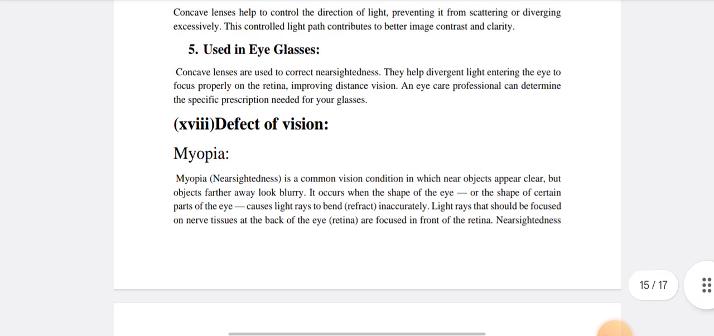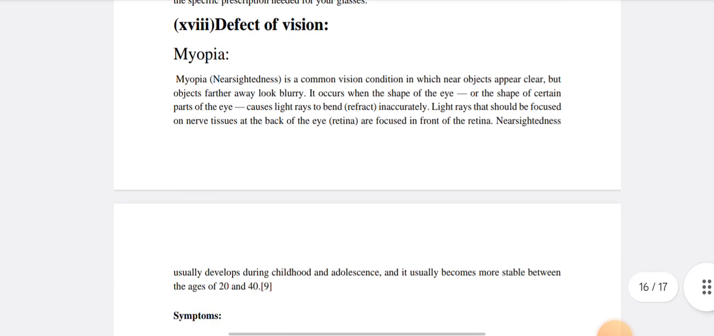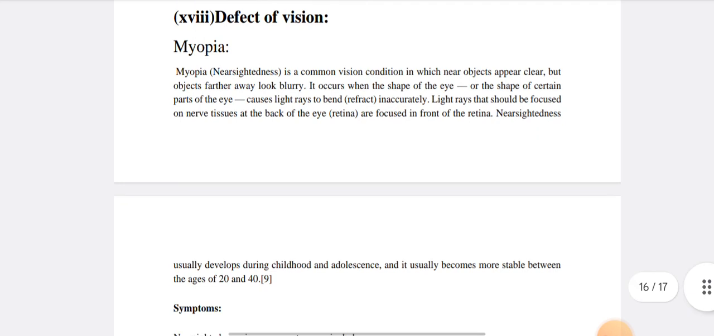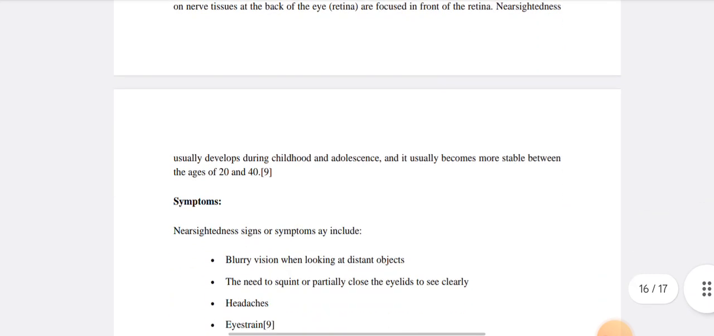Defect of vision. Myopia. Myopia is a common vision condition in which near objects appear clear but objects further away look blurry. It occurs when the shape of the eye or the shape of certain parts of the eye causes light rays to bend inaccurately. Light rays that should be focused on the nerve tissue at the back of the eye, the retina, are focused in front of the retina. Nearsightedness usually develops during childhood and adolescence, and it usually becomes more stable between the ages of 20 and 40.